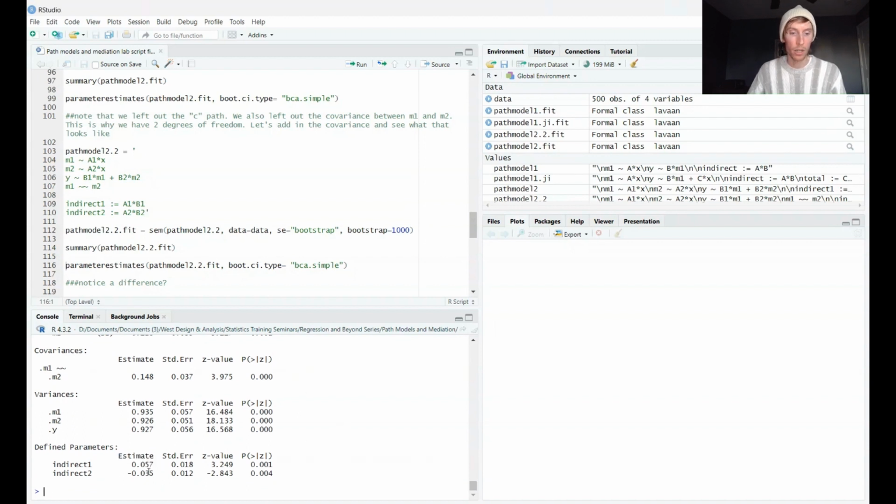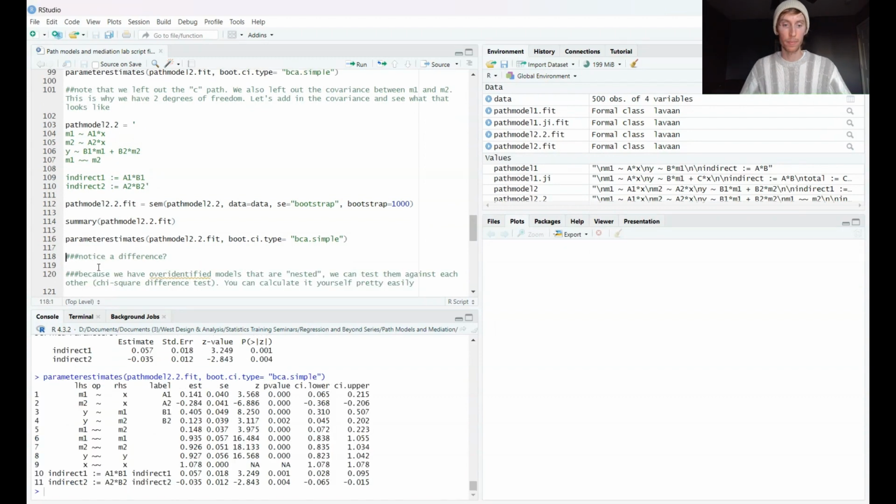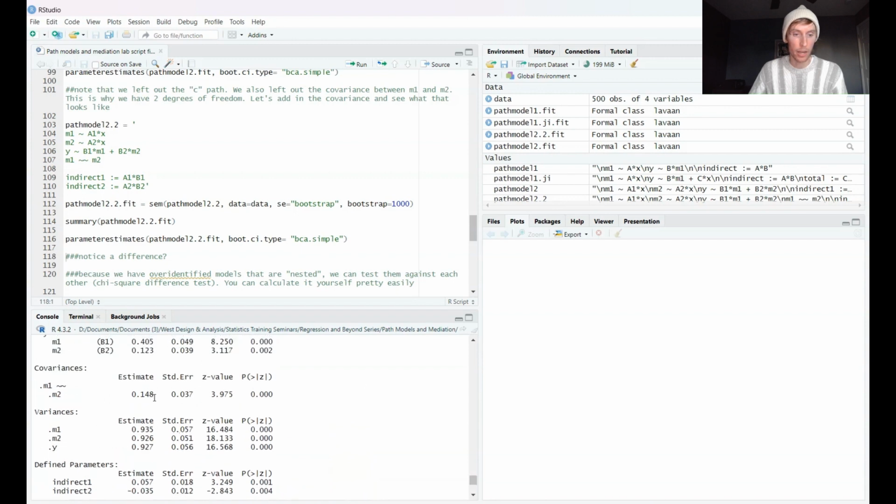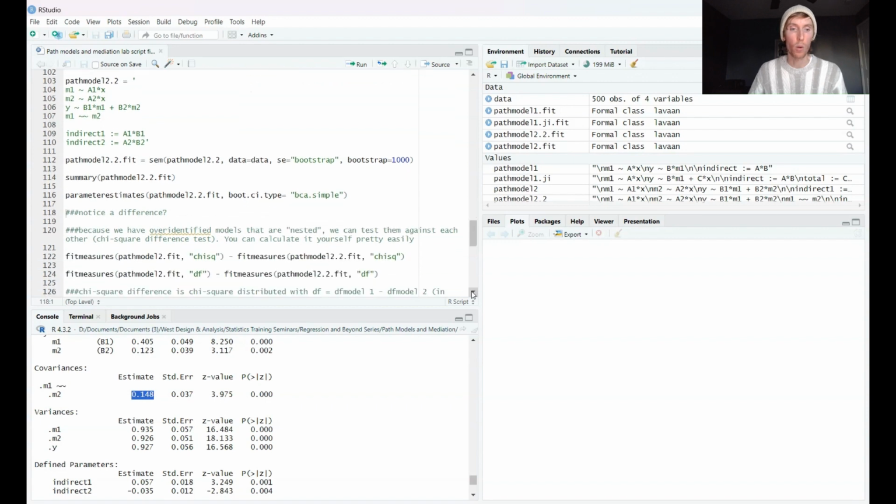Again, we have our indirect effects here. And then we can get, again, I'm using bias corrected there. And I forgot to mention there is that covariance. In this case, it is a covariance because we can ask for standardized and then get that correlation.